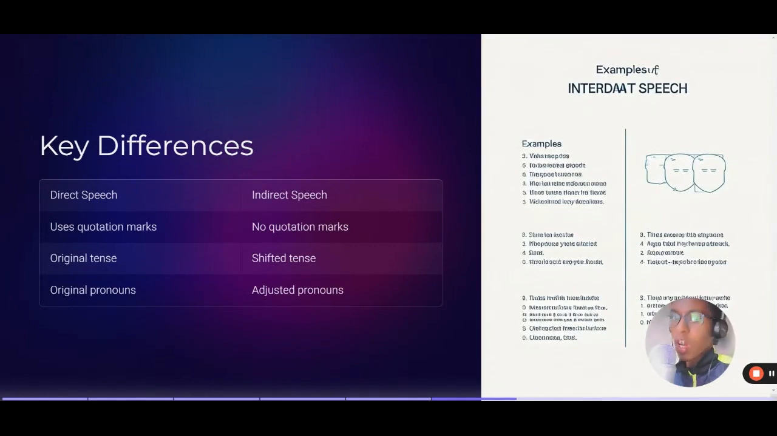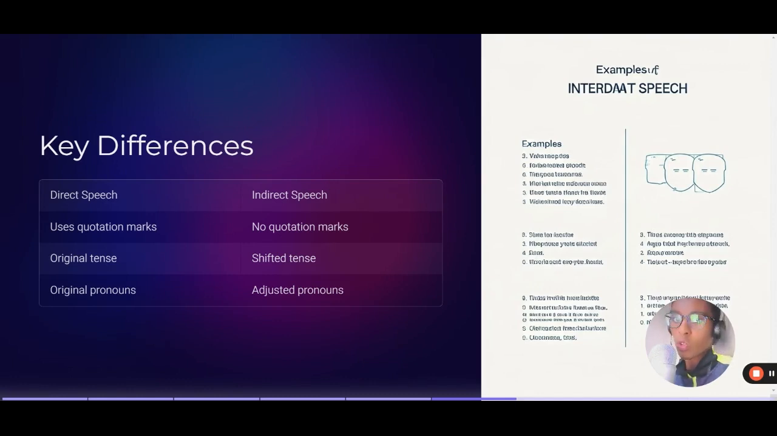First up, quotation marks. Direct speech uses quotation marks to enclose the exact words someone has said, like this: "I'm going to the store," she said. But in indirect speech, we don't use quotation marks because we are paraphrasing what was said. So it would be, "She said that she was going to the store."